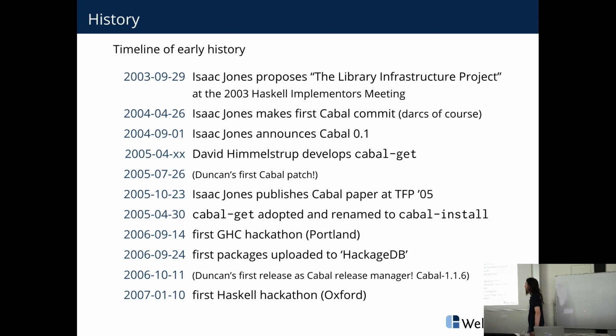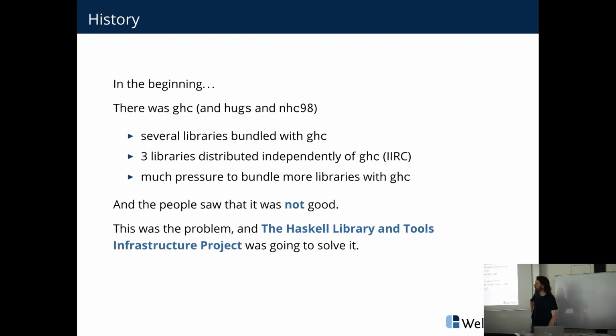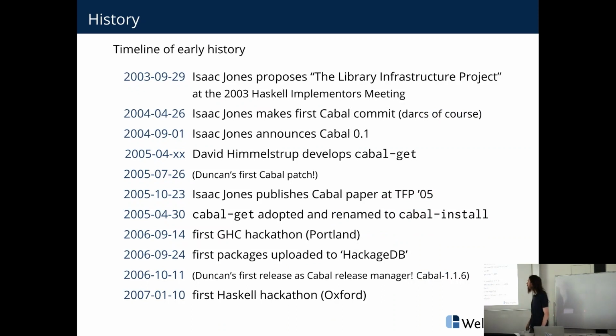But at the time, he was called Isaac Jones. He proposed this library infrastructure project, which is what would subsequently become the Libraries and Tools Infrastructure Project, at the 2003 Haskell Implementers meeting. So yeah, we are just short of 20 years, if I can count correctly. So that's quite a long time, really.